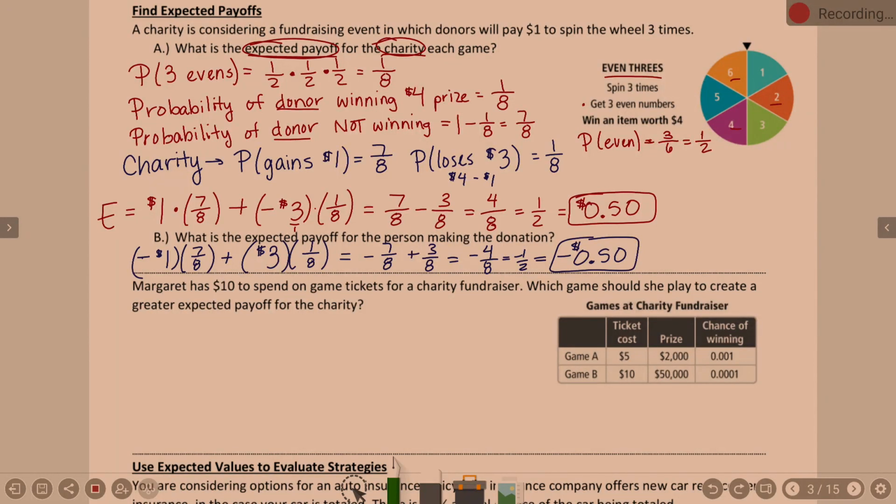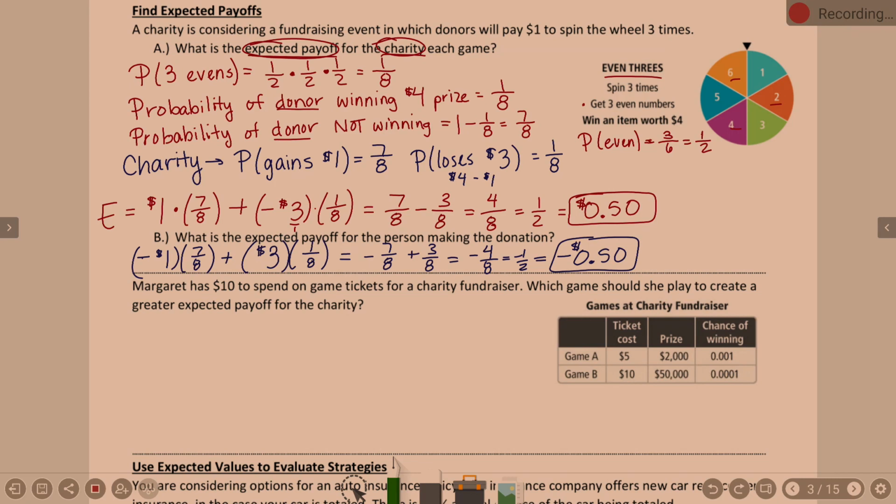On 12.5, we were talking about expected value, and this charity game. Looking at, first of all, what the expected payoff was, what the charity got out of the deal, and then what the expected payoff for the donor was. So that was a good example of how to use the idea of expected value. And we have another one here to get us started.